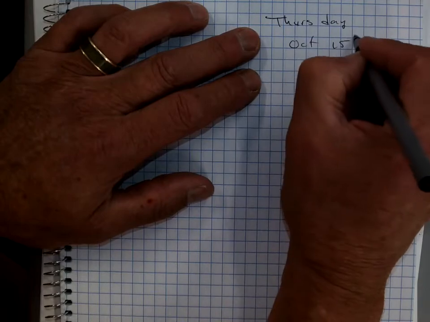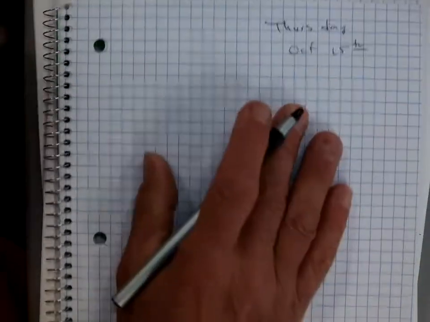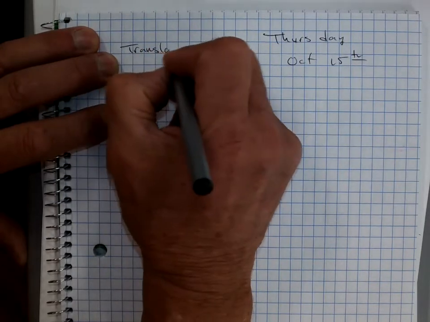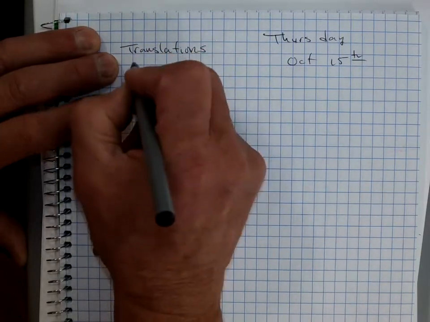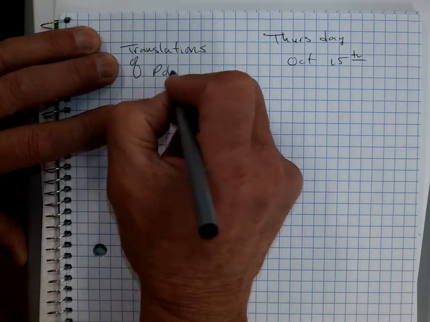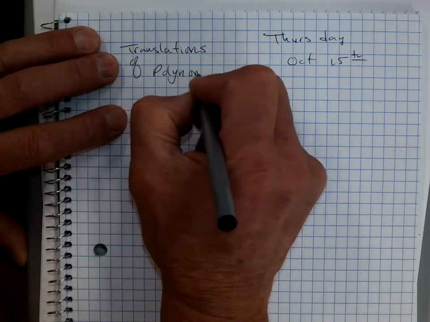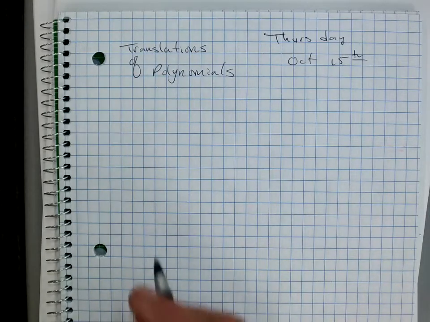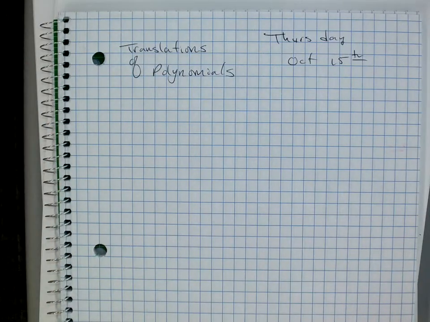October 15th. Today we're going to talk about graphing and translations of polynomials. And I'm starting with graph paper on purpose, okay? So I'm going to go through and just do a real quick review of some things that we should know.